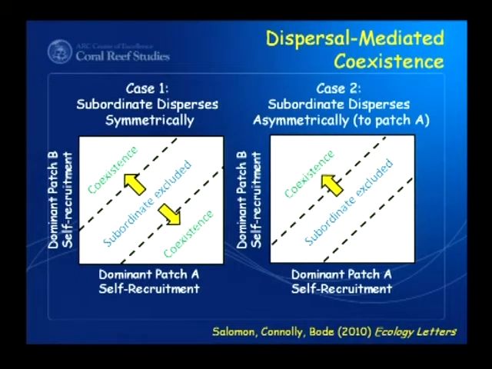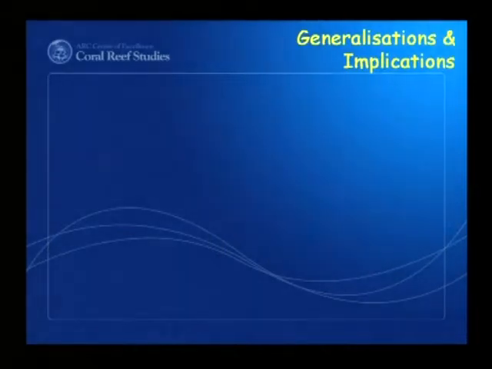The dispersal of offspring is disproportionate to different patches. But somewhat surprisingly, as the dominant disperses asymmetrically to the same patch as the subordinate, that also makes coexistence easier. Unless the dominant disperses really asymmetrically, then it can actually be competitively excluded. So there's a host of these kinds of model analyses, and the bottom line is that asymmetric dispersal patterns, when they vary between species, promote the maintenance of biodiversity, promote coexistence of competitors.